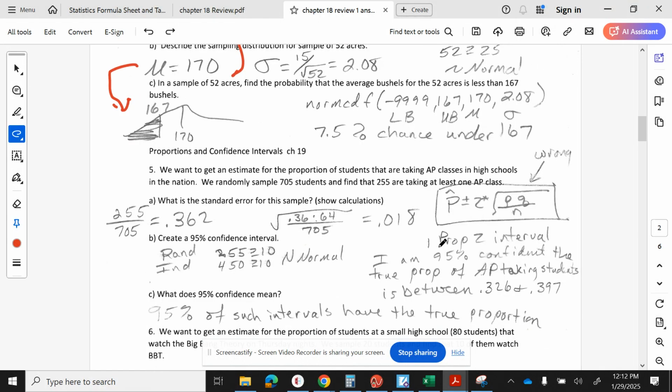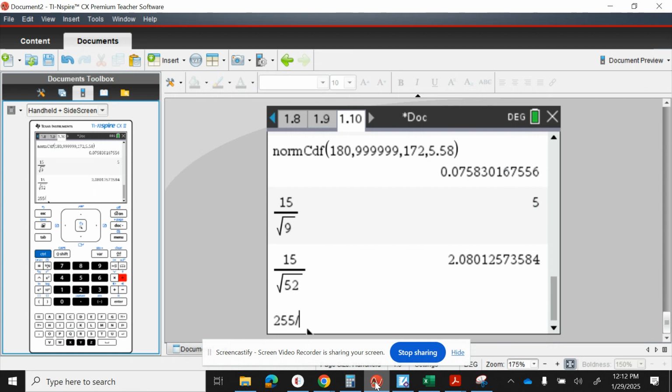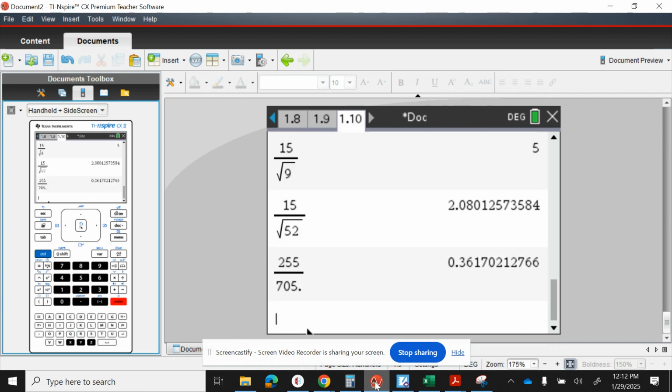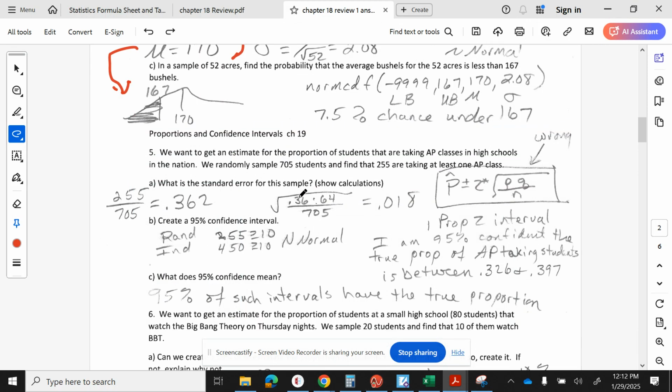All right, number 5. We want to estimate the proportion of students that are taking AP classes in schools in the nation. We randomly sample 705 students and find 255 out of the 705 are taking AP classes. That's 0.36, 36%. Okay? What is the standard error?